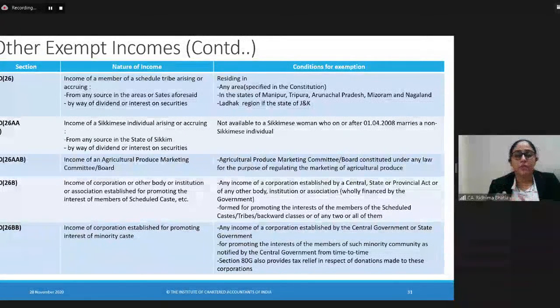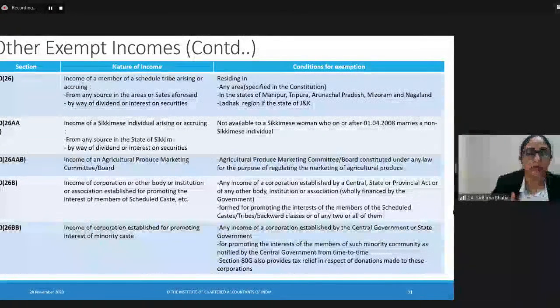Any corporation for promoting the interest of minority caste which is set up by central or state government, their income is also exempt under section 10 clause 26BB. You can read it here, because I don't want you to, I just want you to have an idea of what the section says. Okay?